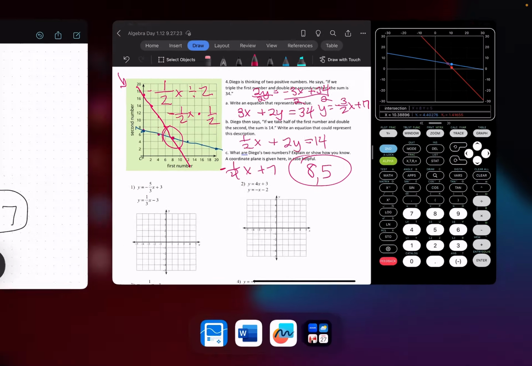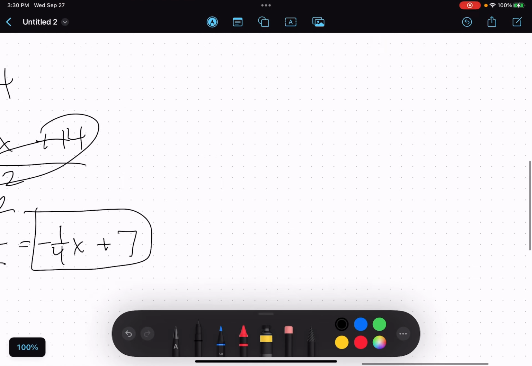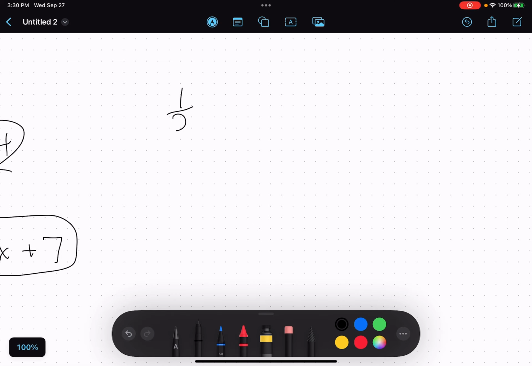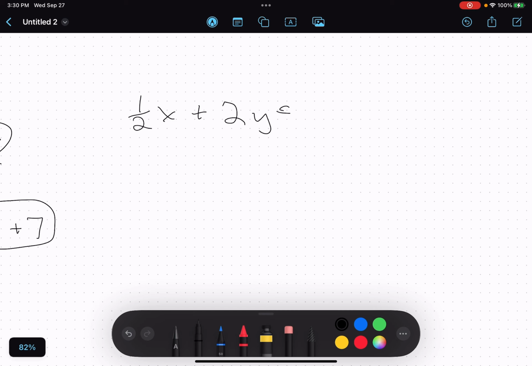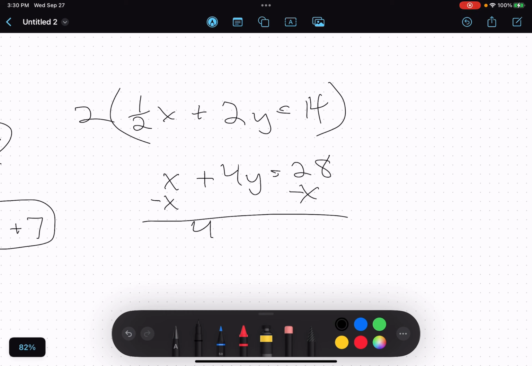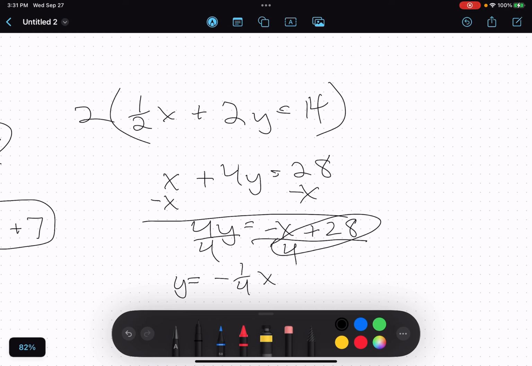I am going to show you real quick too, as I was doing this, another way that I might have handled that would have been helpful is 1/2 x plus 2y equals 14. We can also go ahead and get rid of the denominator by multiplying the whole thing by 2. This will give you x plus 4y equals 28. And then we can minus x on both sides. You get 4y equals negative x plus 28. And if you divide both sides by 4, you'll get y equals negative 1/4 x plus 7.